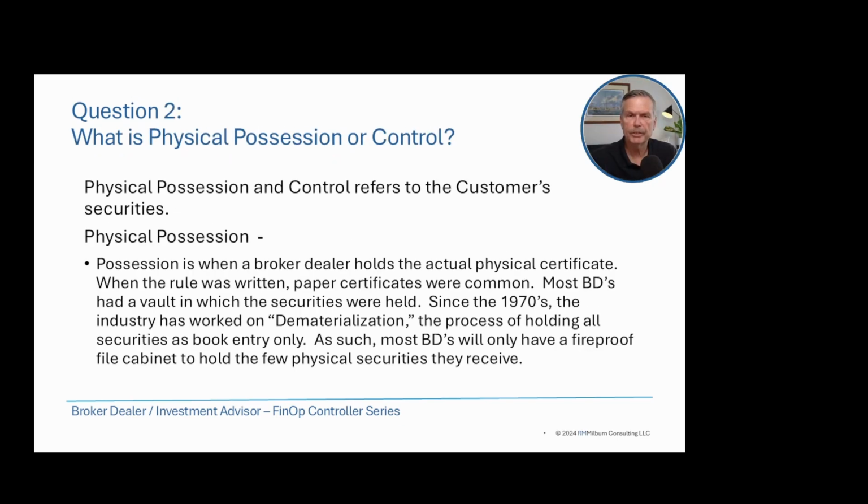So what is possession and control? Well, for physical possession, the broker-dealer is holding an actual paper certificate. This was very common back in the 1970s. Since then, the industry has worked on a process called dematerialization. In that particular instance, securities are issued book entry only. However, there are still certificates out there that indicate ownership, and if a broker-dealer has them, back in the 70s, they would have held them in a large vault. Nowadays, it is probably just simply a fireproof file cabinet.